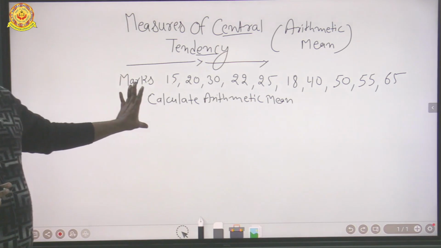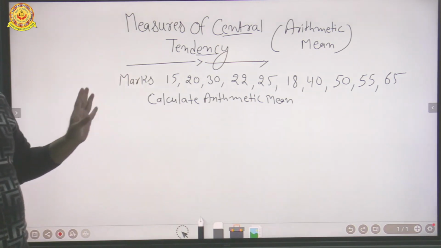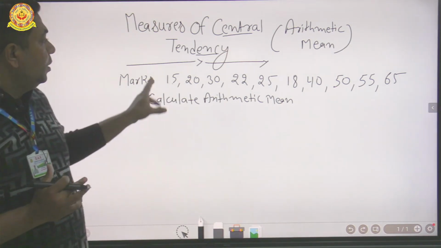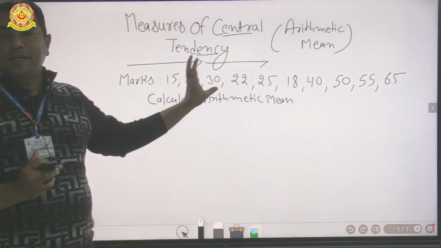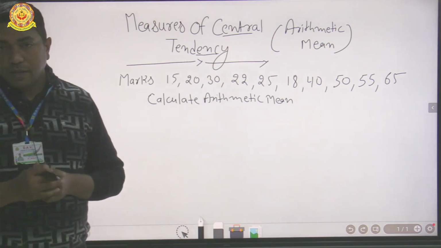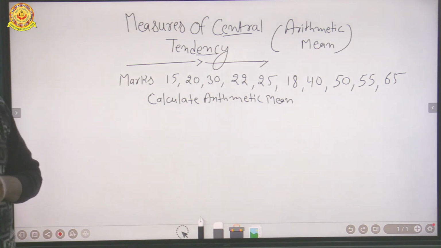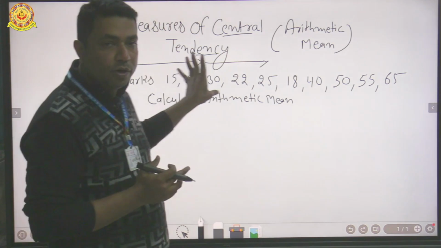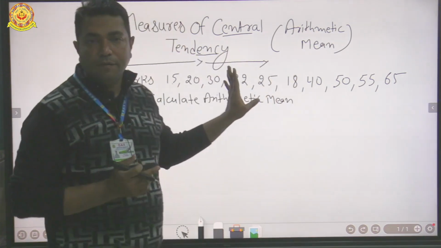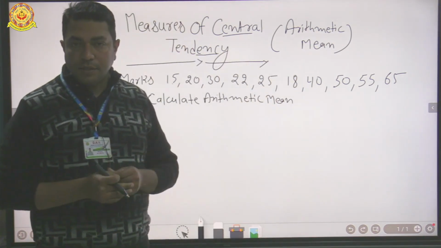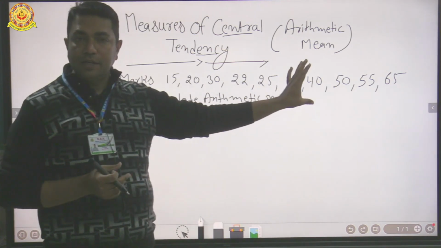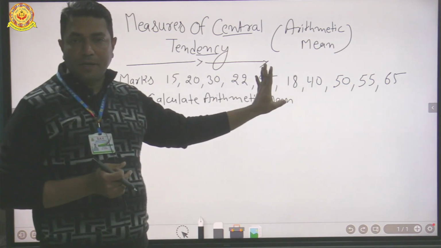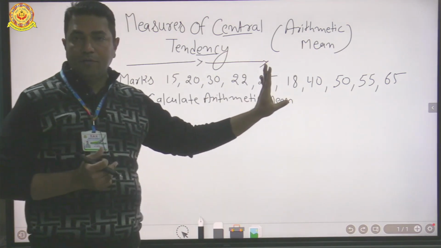Now how to calculate the arithmetic mean? For the calculation of the arithmetic mean, we have two methods. First of all, you need to identify the type of series given to you. There are three types of series: individual series, discrete series, or continuous series. In this question, we are given an individual series because all the items are listed singly. For the 10 students we have the marks separately, so this is an individual series.